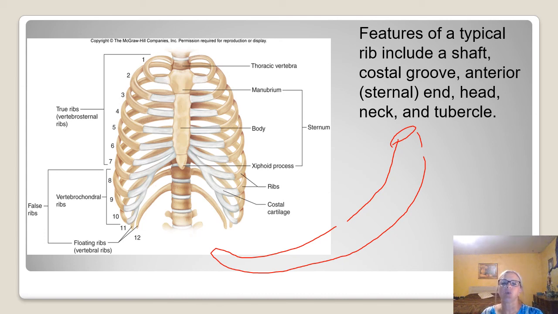So the head is what articulates with the vertebrae, all right? So the head articulates with the vertebrae. The tubercle is going to articulate with the transverse process of the thoracic vertebrae.